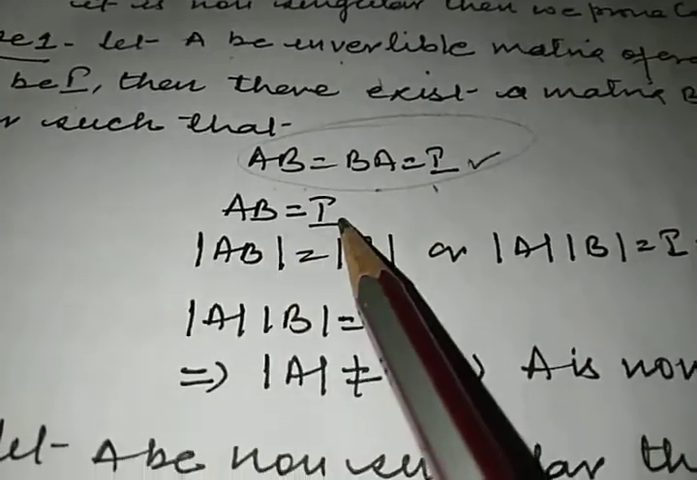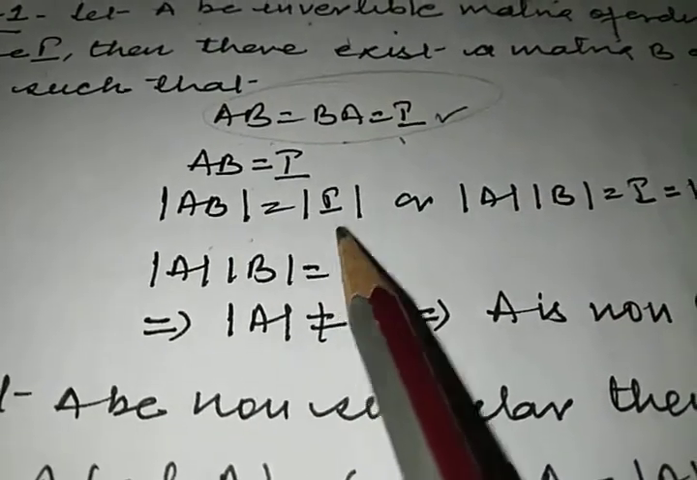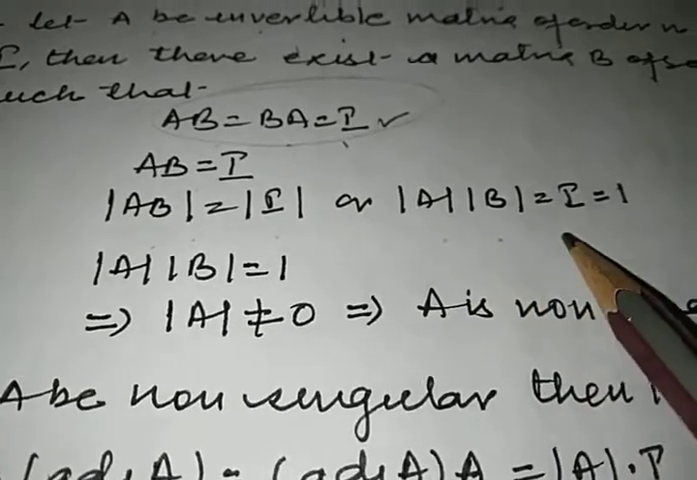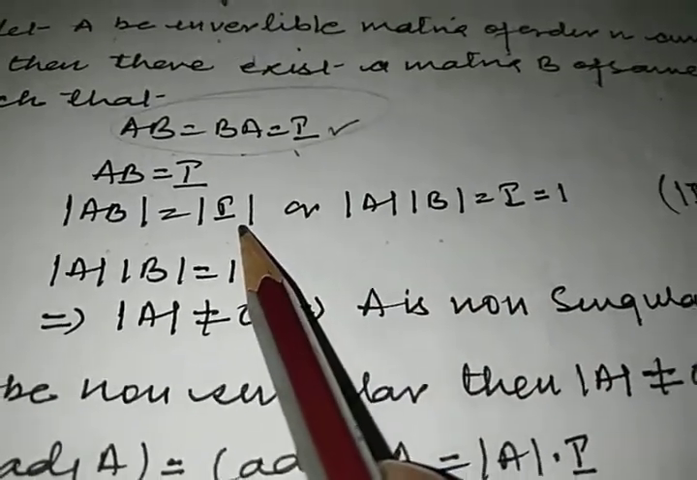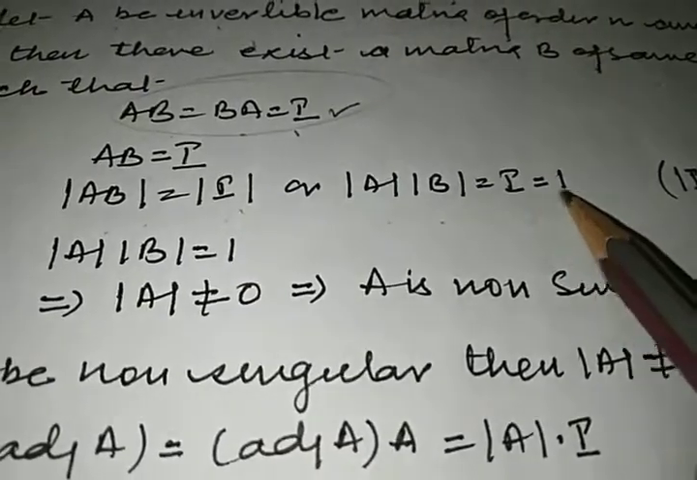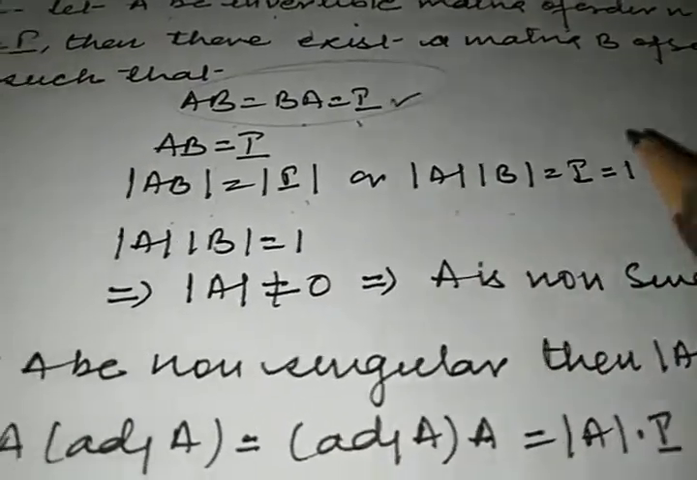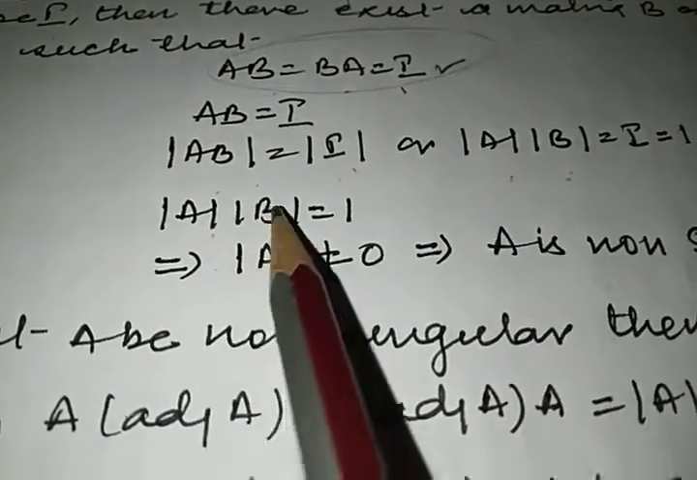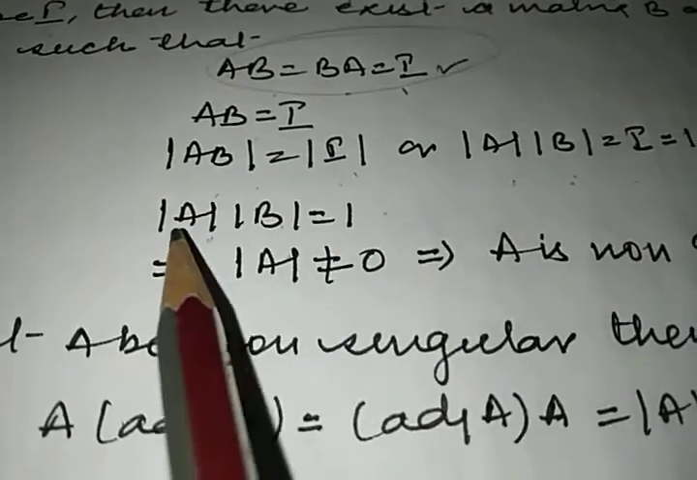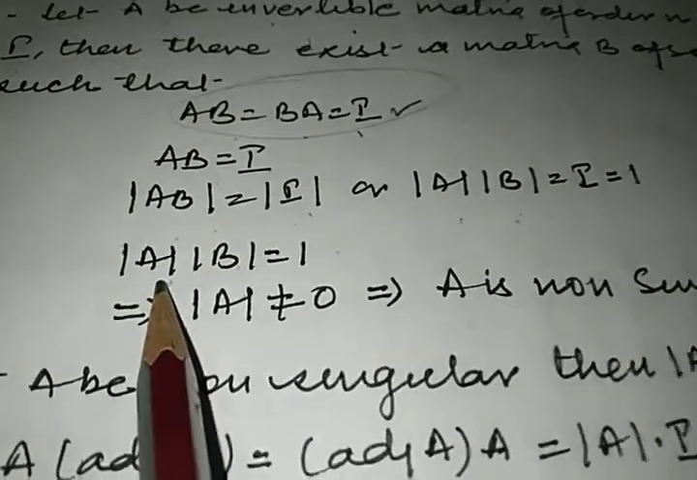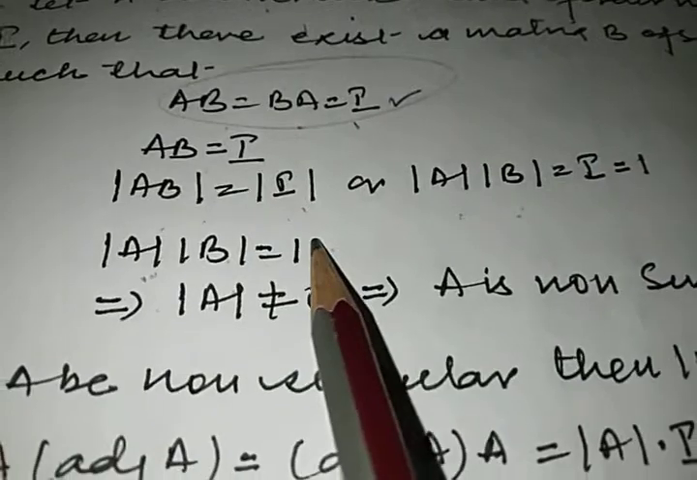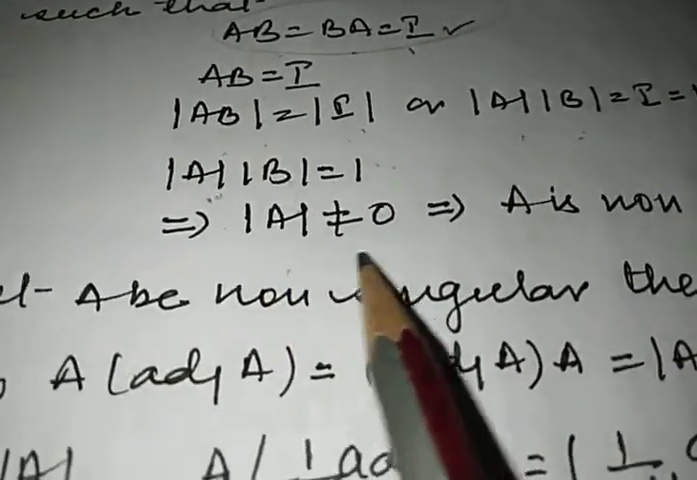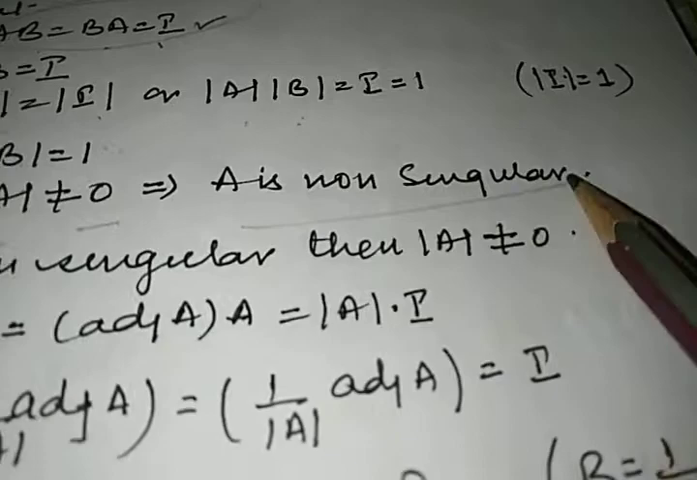Okay, so now AB will be equal to I. Taking determinants, determinant AB is equal to determinant I, and determinant A times determinant B is equal to determinant I, which we have done at the back, is equal to 1. So determinant A times determinant B is equal to 1. Now see, since the product of those two determinants is equal to 1, determinant A cannot be equal to 0, otherwise there would have been 0 here. So determinant A is not equal to 0, that is, A is non-singular.